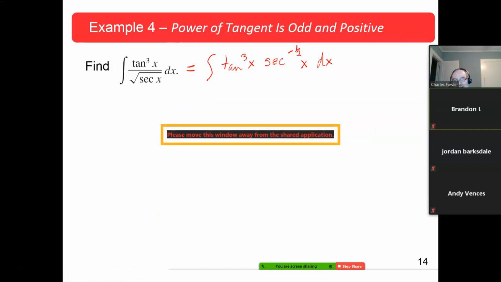Now, easier said than done. Okay? So what are we going to do here? And that bar is right in the middle of my screen. I wish I could do something with it.